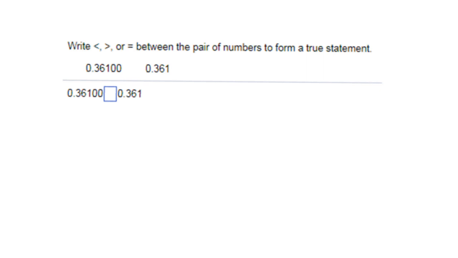All right, another problem where we're inserting less than, greater than, or equal to in between these two numbers. If I write these numbers out, I have 0.36100, and I'm going to compare it to decimal 0.361. Once again, you can see in front of the decimal is a 0 for both numbers, so they're the same. In the tenths position, they both have the 3, they both have the 6, and they both have the 1. Once we get to the 10,000ths position, remember this is tenths, hundredths, thousandths, 10,000ths position.